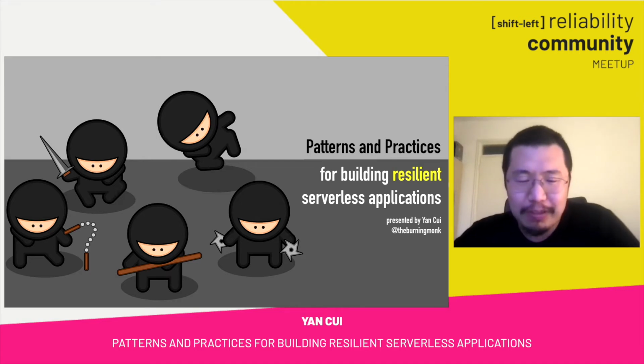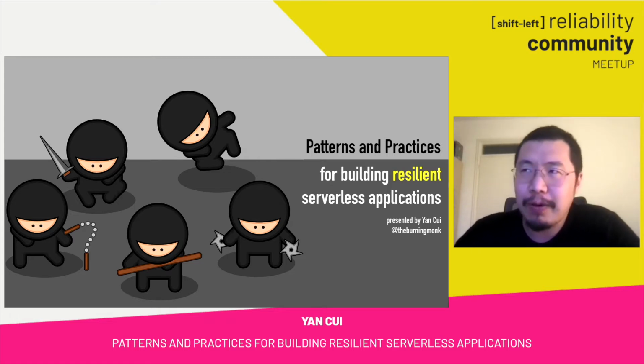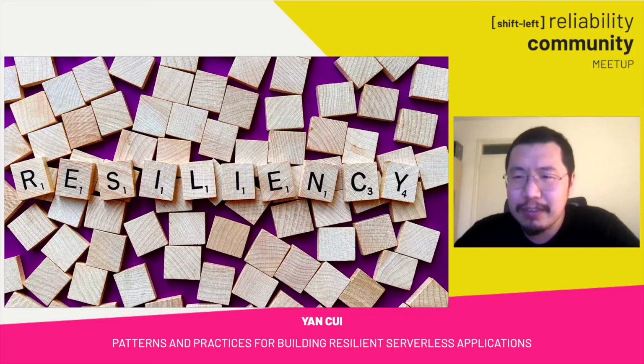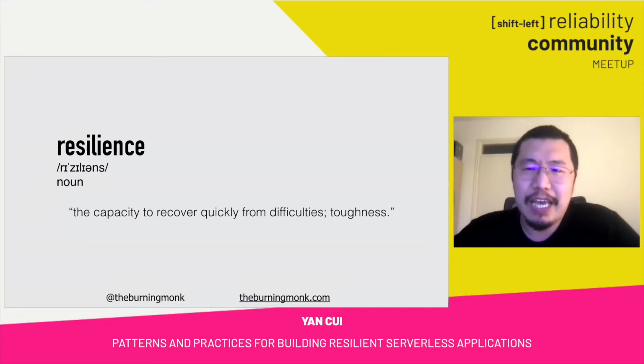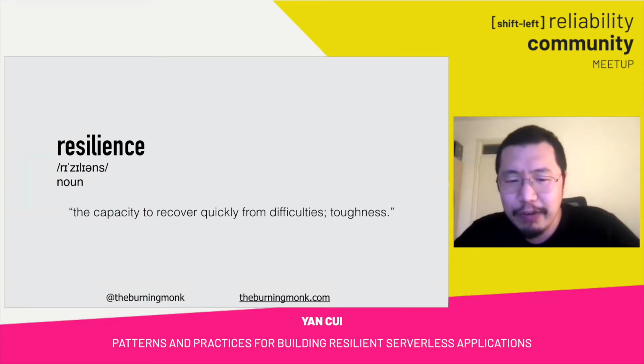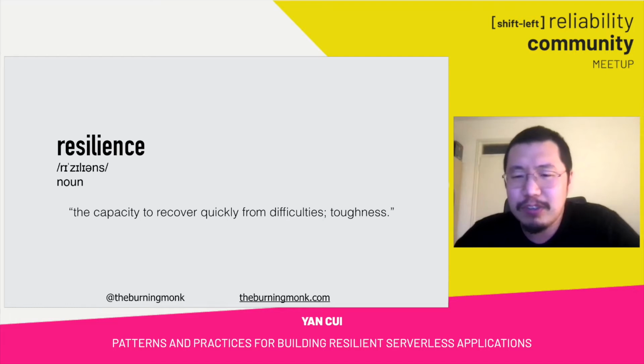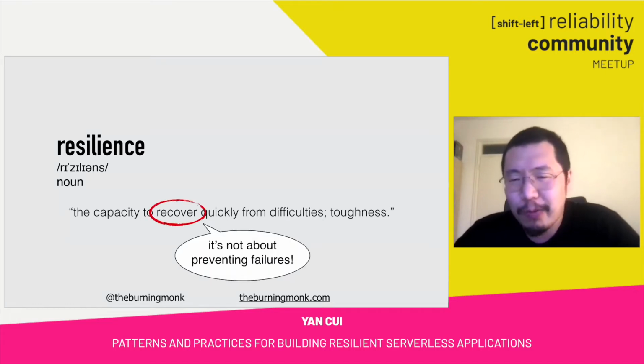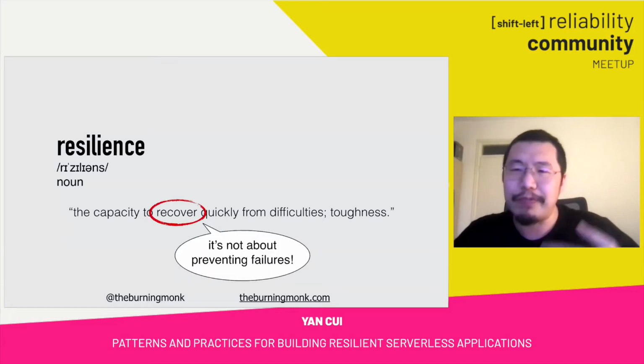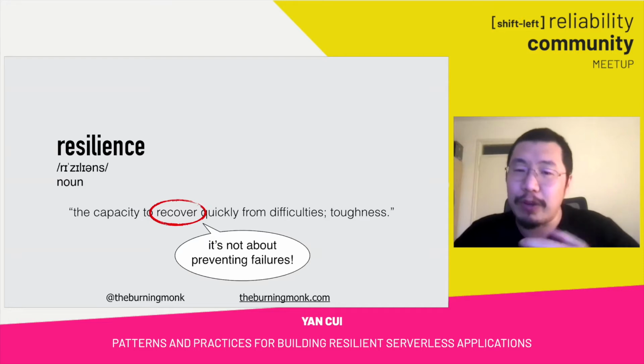So tonight I want to talk about some of the patterns for building resilient serverless applications. Before I go into that, I do want to talk about just what I mean by resiliency. The dictionary definition for resiliency is the capability to recover quickly from difficulties, or toughness. In other words, it's not about preventing failures per se, but being able to recover from failures quickly.